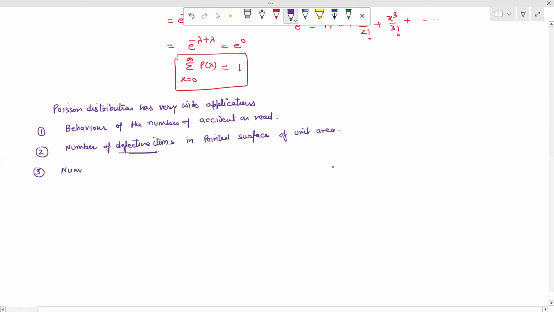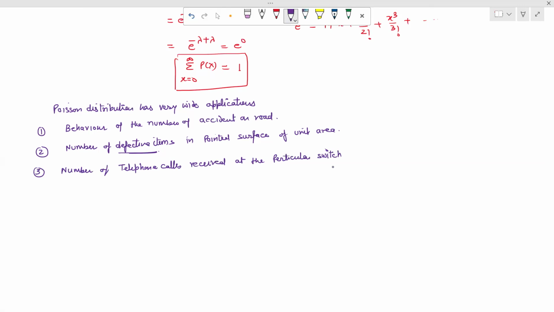Third is the number of telephone calls received at a particular switch, a particular switchboard in the exchange.